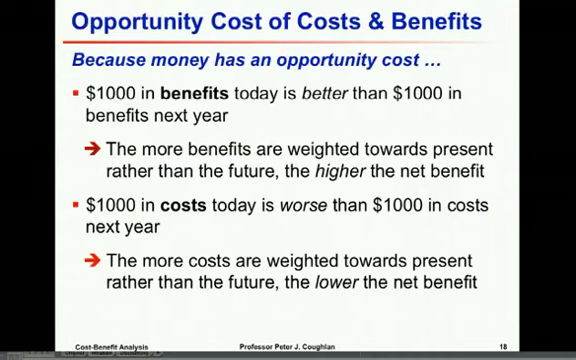And what that means, as we saw with the alpha and beta helicopter example, is that the more things are weighted in the future versus the present, the more it can affect the relative value. So the more benefits are weighted towards the present rather than the future, the higher the net benefit. The sooner you get the benefits, the better. The more the costs are weighted towards the present rather than the future, the lower the net benefit. So you'd rather pay the costs in the future as opposed to in the present.